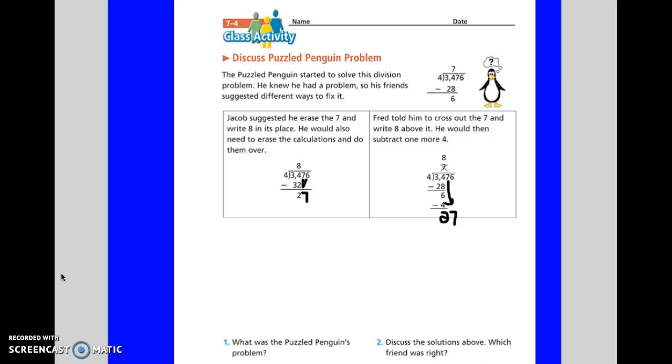A really common mistake kids make when they do division is that they end up with a quotient that is too small. They think, oh, 28, perfect.